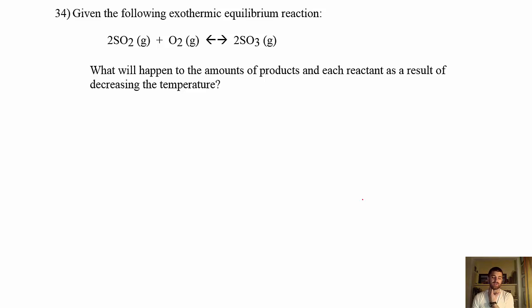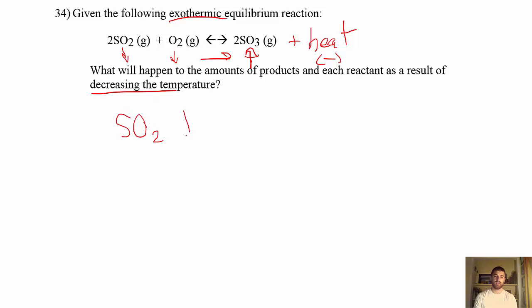And then little 34. What will happen in the amounts of products and each reactant as a result of decreasing the temperature? So again, it tells you it's exothermic. So we know that heat is a product. And if it's saying decreasing the temperature, well, that means we're removing heat. Well, that's going to shift it to the right to replace what's being removed, which means you're going to increase the SO3 and you're going to decrease the O2 and the SO2. So SO2 will go down, O2 will go down, and SO3 will go up.